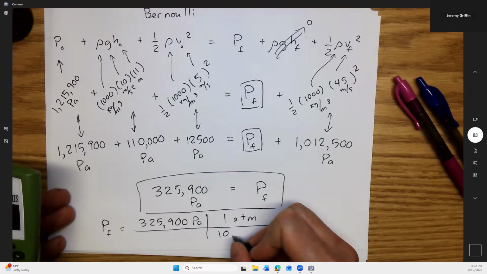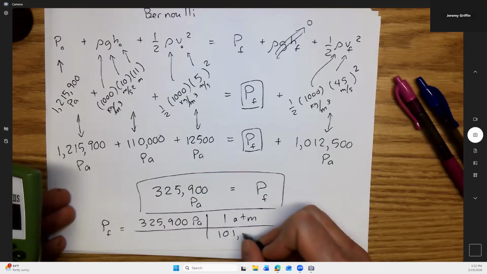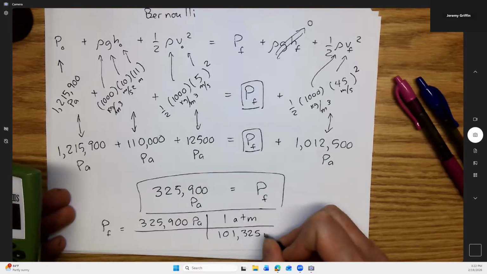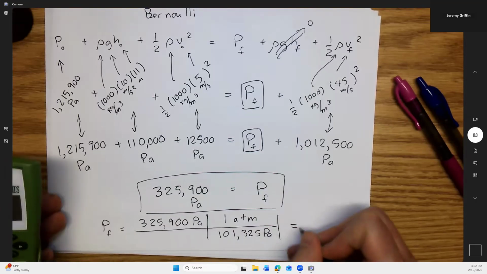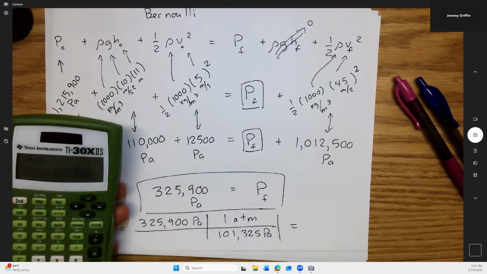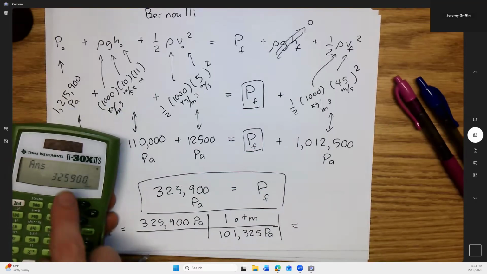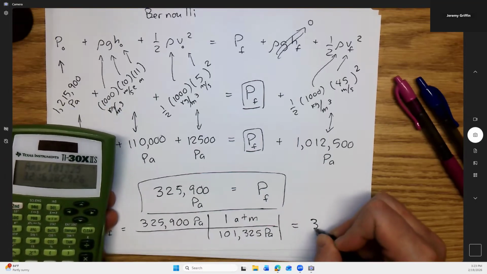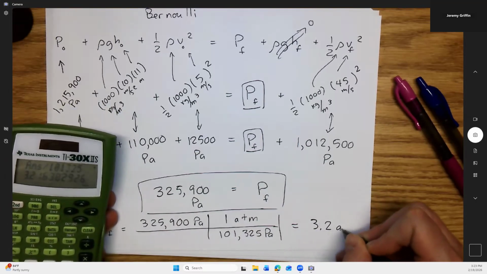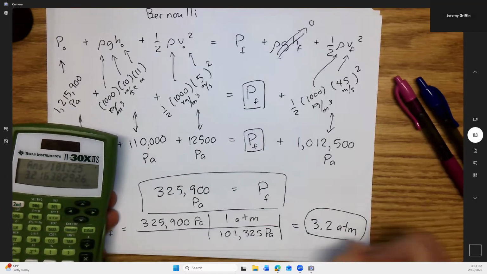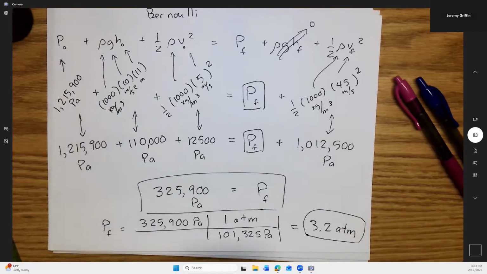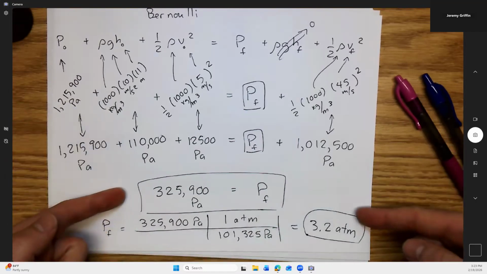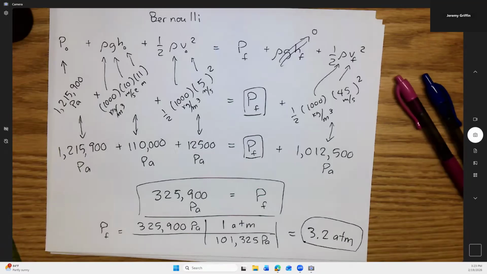101,000 something pascals. Okay, so let's take that. I've got the pressure in pascals, divide by 101,325. I'm looking at 3.2 atmospheres. So there are two perspectives on the pressure. It's the same value, just different units.